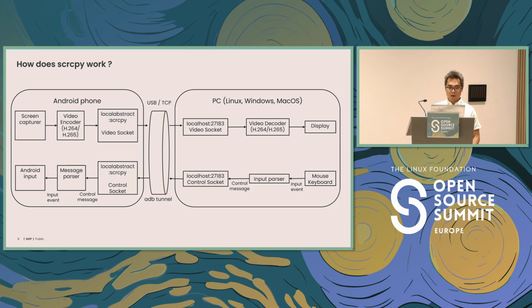A little bit more detail on that. On the Android side, scrcpy will capture the screen, encode it into H.264 or H.265, and send the stream to a local video socket. The video stream will pass through the ADB tunnel to go to the PC side. Then it will be decoded and displayed on the PC screen. On the PC side, mouse and keyboard events are also captured and sent back to the phone through a separate socket, the control socket, on the same ADB tunnel.